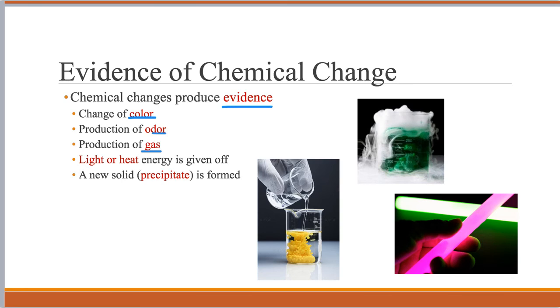Another key evidence of chemical change is that light or heat energy is given off. And the glow sticks that I have over here as an illustration, there's a chemical reaction going on. Chemical change is happening inside those glow sticks in order to produce that light. And then finally, a new solid, or what's known as a precipitate, that's the scientific word for a solid, is another evidence of chemical change. And we've got a beautiful yellow solid, yellow precipitate being formed in this beaker.